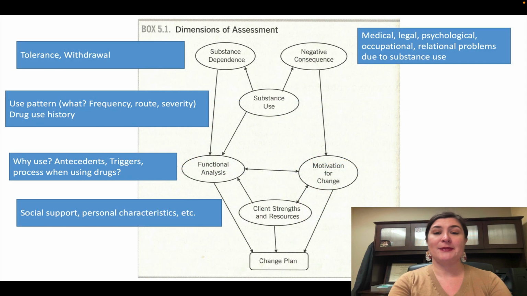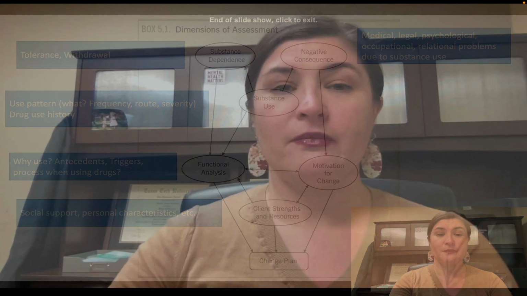Again, the dimensions of assessment look at all of the information required in a substance use diagnosis. We're looking at the tolerance and withdrawal, the use pattern, frequency, route, severity. We're looking at the cause or the reason why they use, as well as triggers and potentials for relapse. We're looking at their social support and personal characteristics, as well as any medical, legal, psychological, or relational problems that are exacerbated by the substance use.